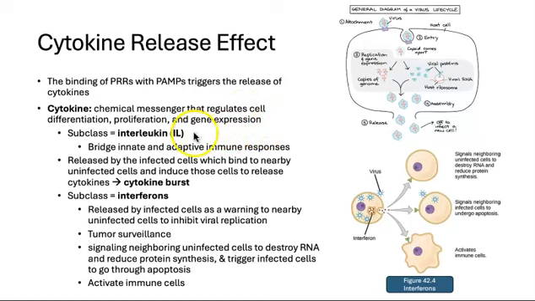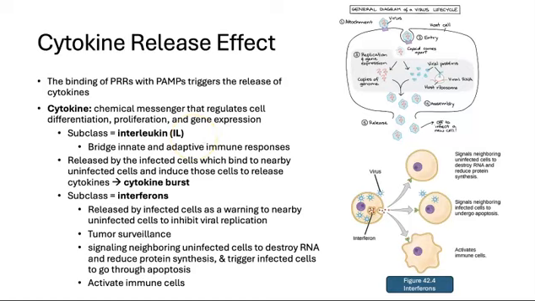A subclass of a cytokine is an interleukin, and they're going to assist us in signaling that a pathogen is present and needs to be destroyed, along with any cells that have been infected with a pathogen. So it really helps to bridge the gap between our innate and adaptive immune responses. These were named so because they mediate the interactions between our white blood cells.